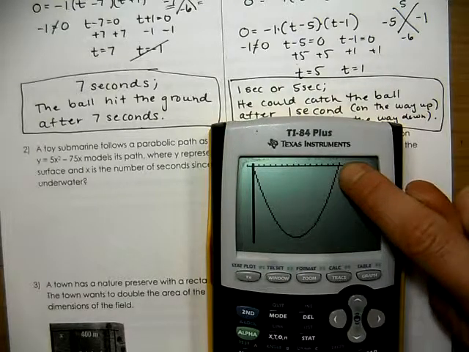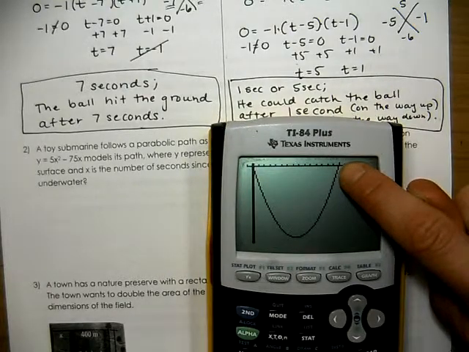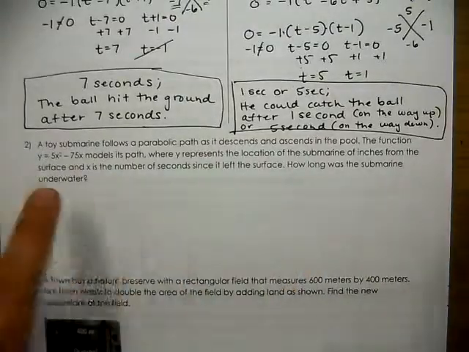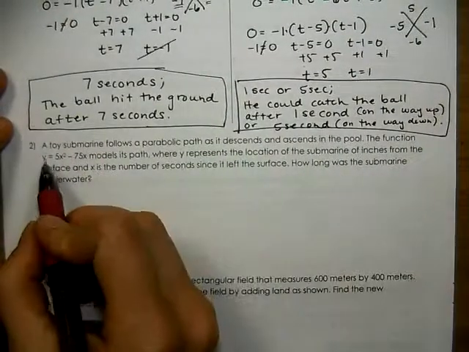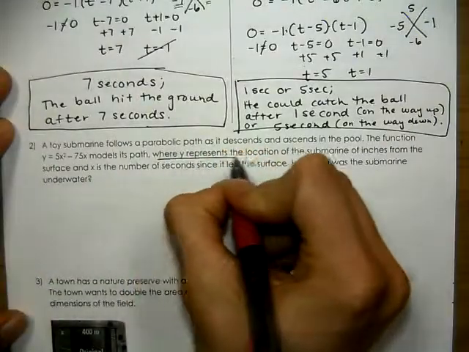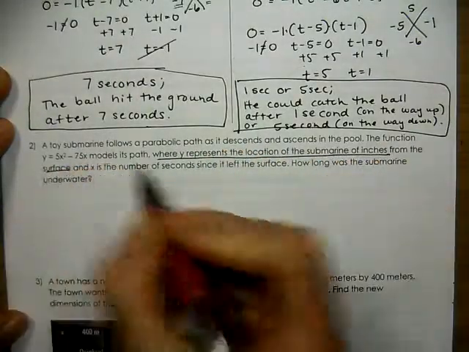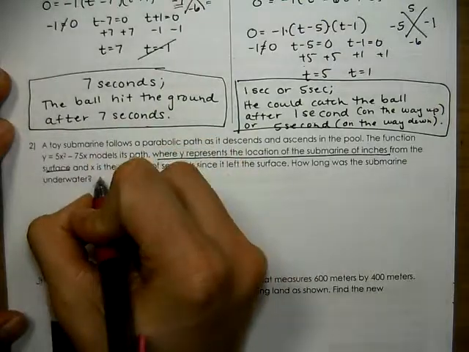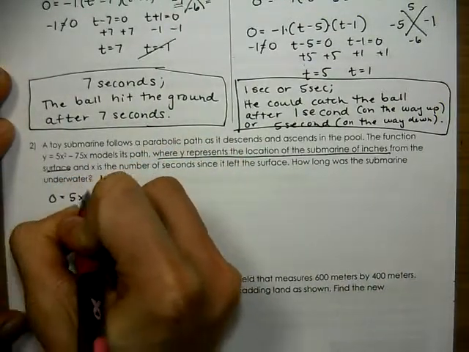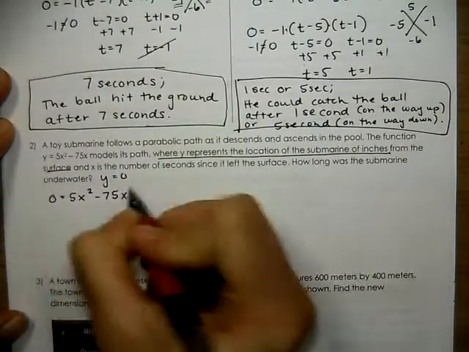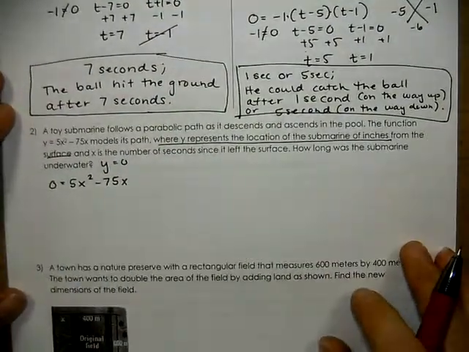So again, think through it like the first one. If you're finding the x-intercept, that means y is 0. Or when it's at the water, the height is 0, y equals 0. So y represents the location of the submarine in inches from the surface. Well, if it's at the surface, that means y equals 0. So I can go to 0 equals 5x squared minus 75x, and now I need to solve this equation.